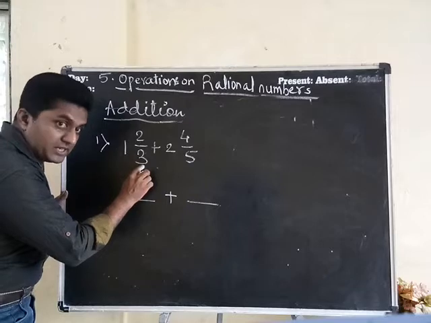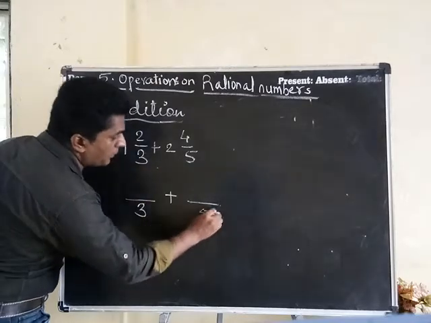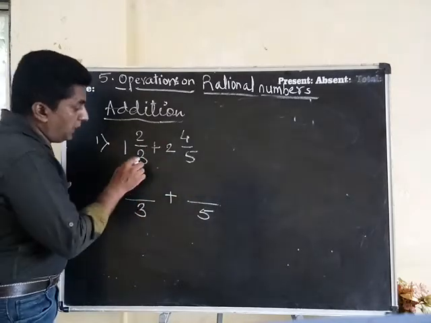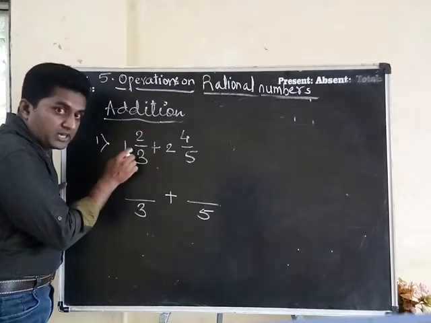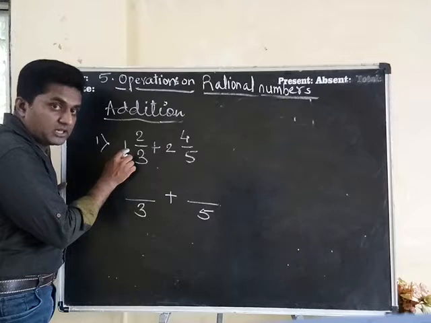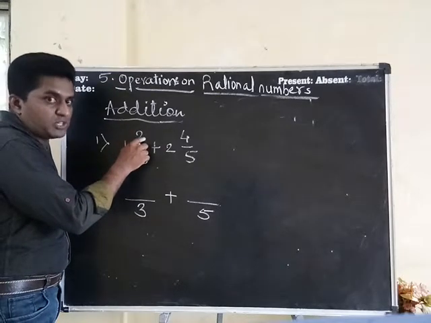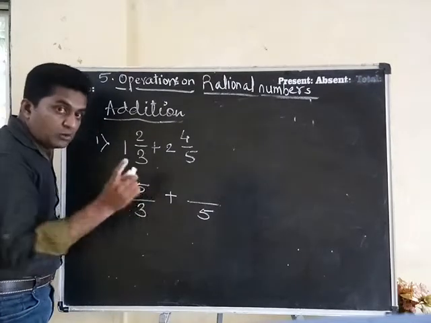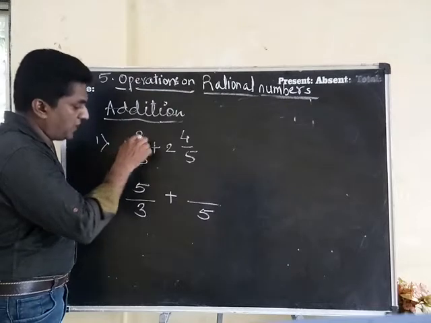What is the denominator here? 3. Copy this 3 here. What is the denominator here? 5. Copy it here. Now see, very easy. Multiply the denominator and the middle number. 3 ones are 3. In that 3, add the numerator 2, which means 5. 3 ones are 3, plus 2, 5.